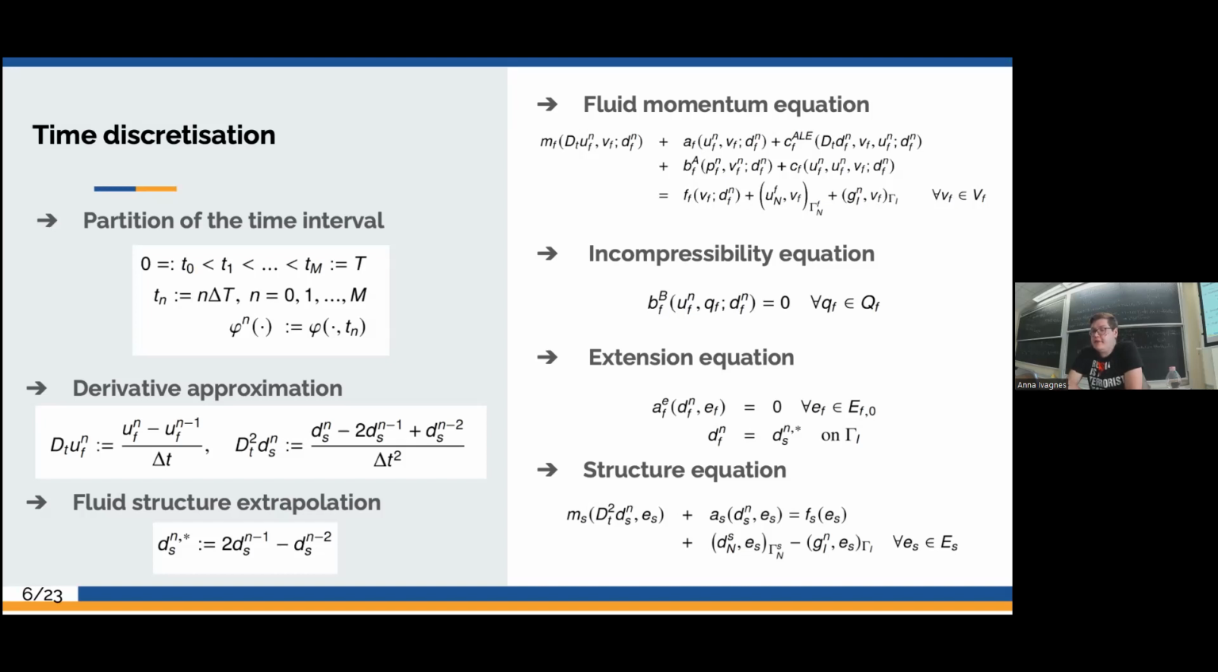I want you to notice that we already here can decouple the extension equation from the rest of the problem by using some kind of extrapolation of the fluid displacement by using the previous time step instances, for example as it's given here.